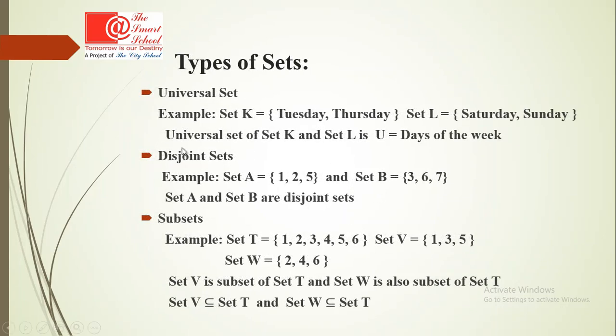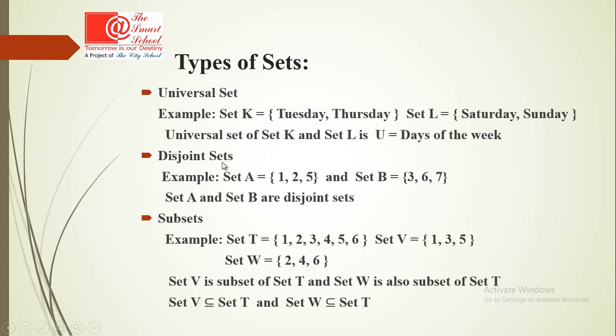Now, universal set. Universal set is a bigger set. I think it will be clear when I give you one example. For example, set K has elements Tuesday and Thursday, and set L has elements Saturday and Sunday. The universal set of set K and set L is days of the week, a bigger set but related to both of these sets. So it is called universal set. I think you remember you learned this in Venn diagram.